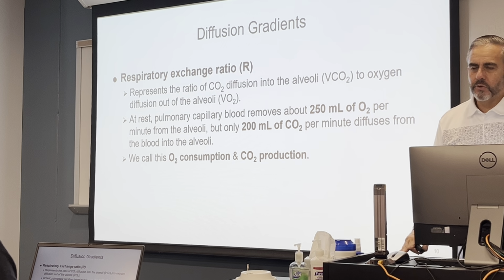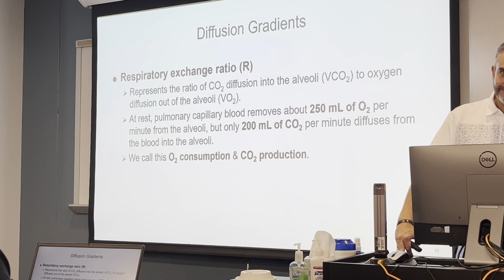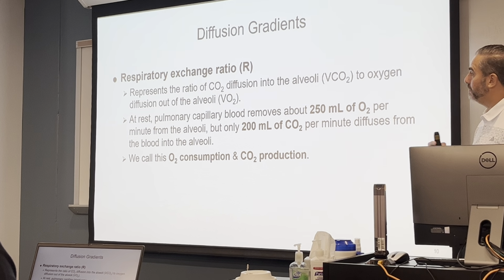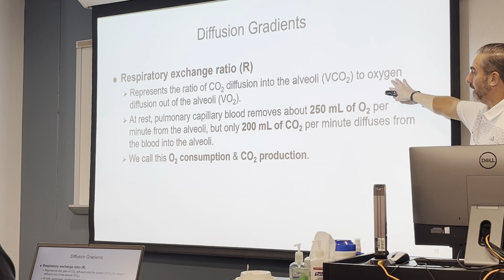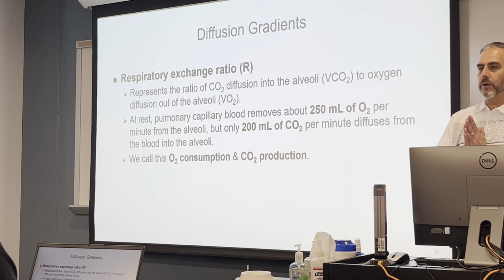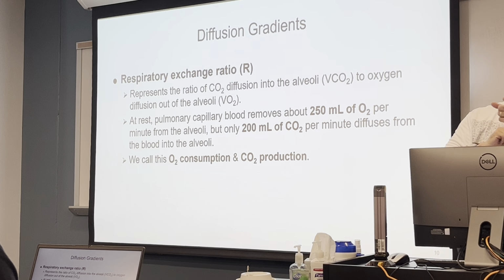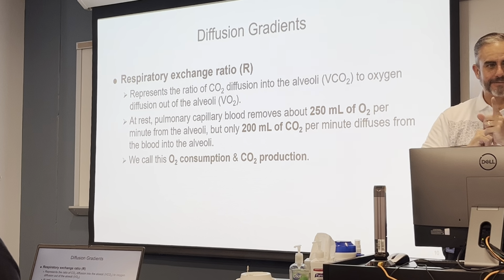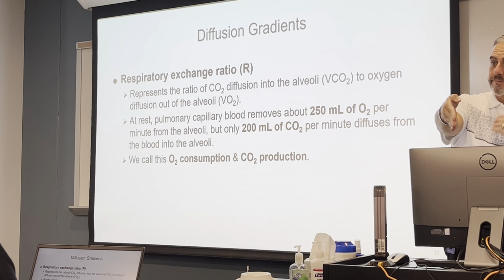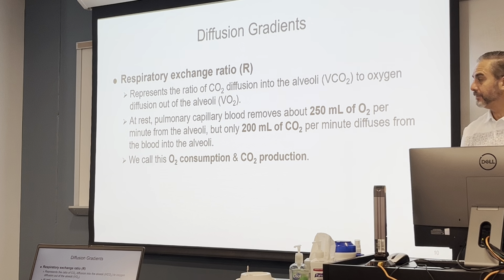All right. So the respiratory exchange ratio, abbreviated R. Respiratory exchange ratio. This represents the ratio of carbon dioxide diffusion into the alveoli compared to oxygen diffusion out of the alveoli. I wish I could say it was a 1-to-1 relationship, but I guess that would be too easy. So it's not an exact match, right? As far as the amount of oxygen going in versus carbon dioxide coming back out, or vice versa. It's not a 1-to-1 match.